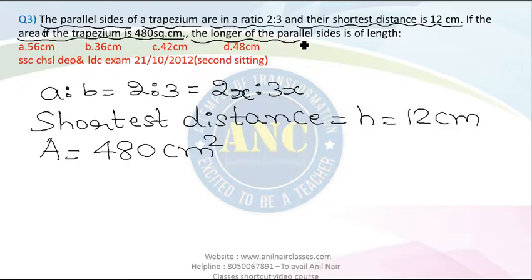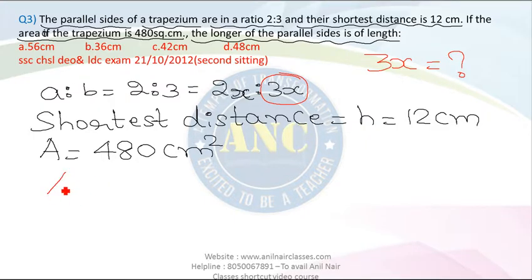Find the length of the longer of the parallel sides. That means the parallel sides are in the ratio 2x is to 3x. The longer is 3x. I need to find the value of 3x in this question. I hope the idea is clear. I am interested in finding the value of 3x in this particular question.